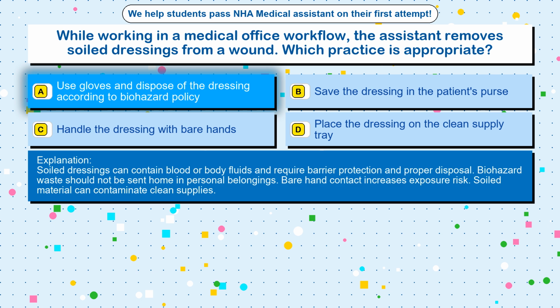Soiled dressings can contain blood or body fluids and require barrier protection and proper disposal. Biohazard waste should not be sent home in personal belongings. Bare hand contact increases exposure risk. Soiled material can contaminate clean supplies.